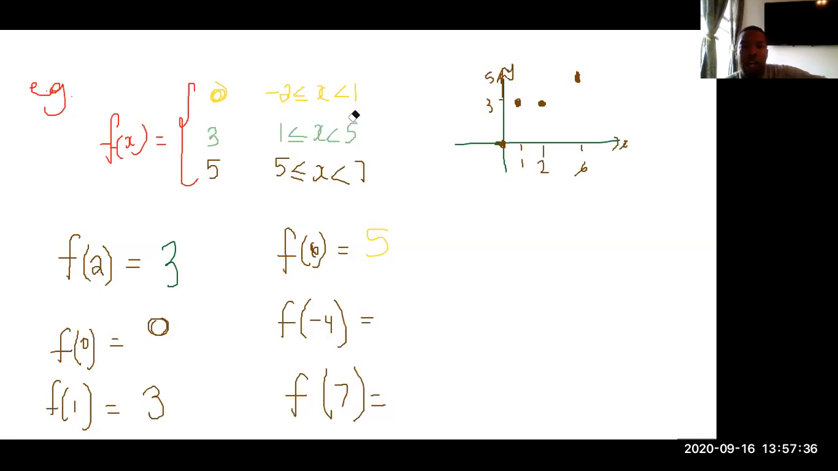Which one of these would f of -4 be in between? The first one is 1, the second one is 2, the third one is 3. Where would -4 be? Is -4 between 1 and -2? No, it's not on there. There's no f of -4 on there, because -4 is not between 1 and -2.